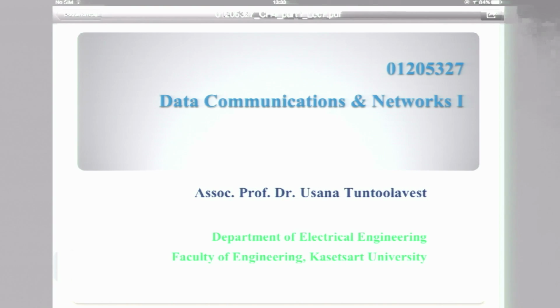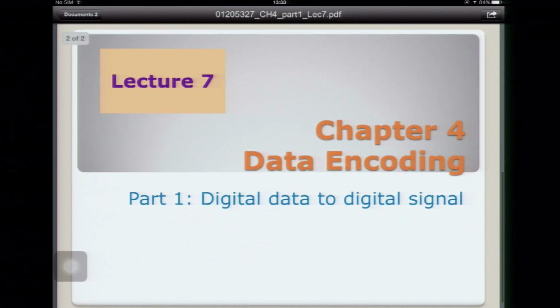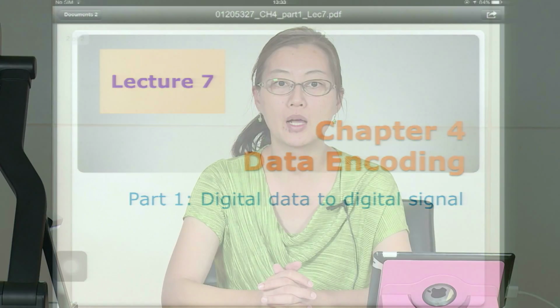Hello. For today's Data Communications and Networks 1 class, we will go to lecture 7, which is chapter 4, Data Encoding. Part 1 is digital data to digital signals.